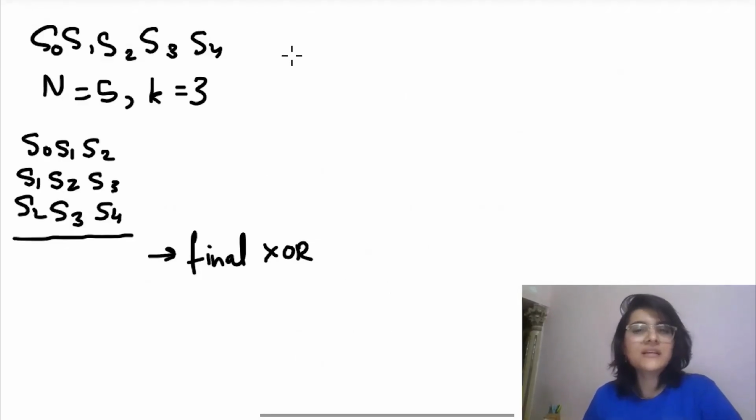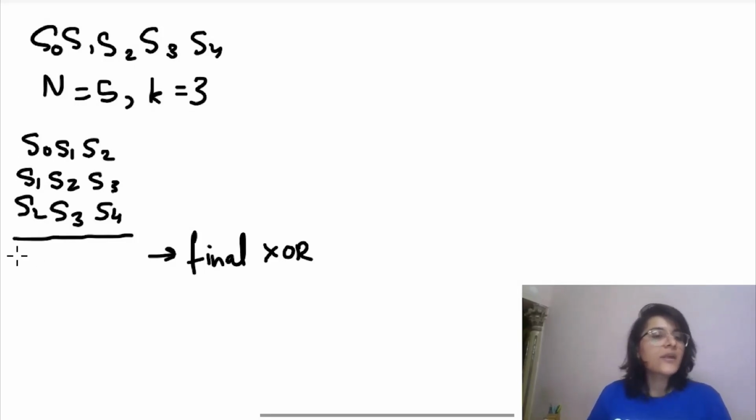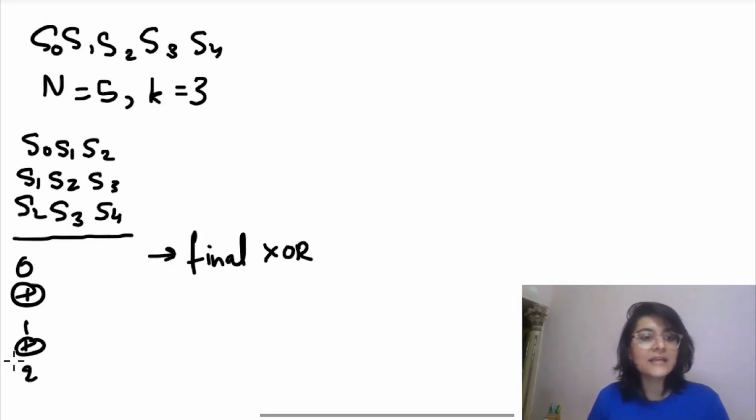Let us start building the approach with the help of the same example that we considered for the problem statement. So this is the given string, S0 up to S4 are its characters, N is 5 and K is given to be 3. And the substrings of length 3 that we were able to obtain are these 3. Now in the final XOR, the first bit is obtained by the XOR of the characters at indices 0, 1 and 2 in the original string.